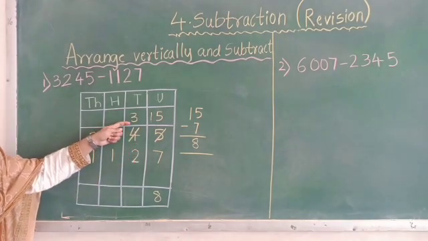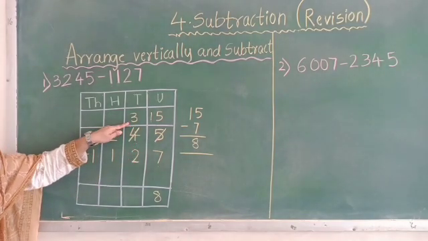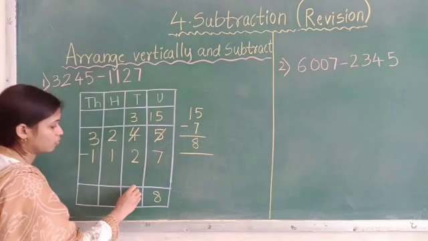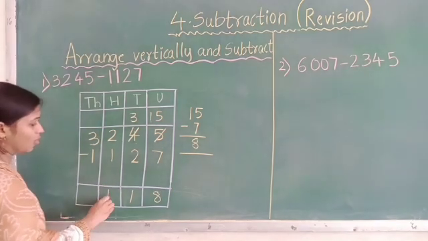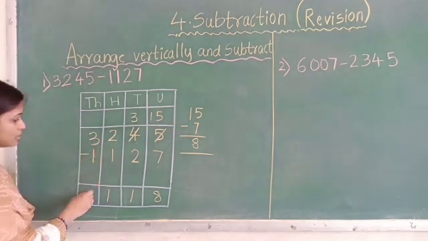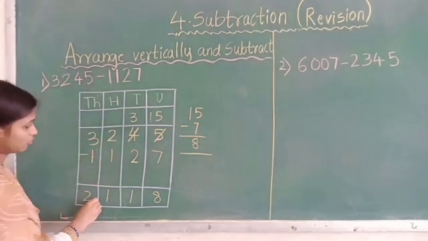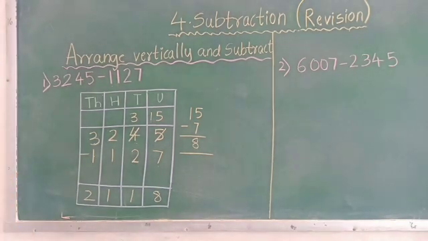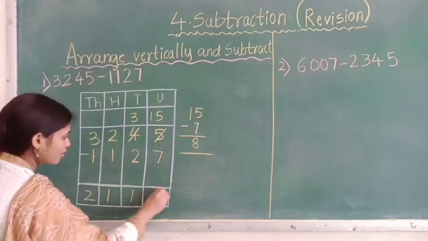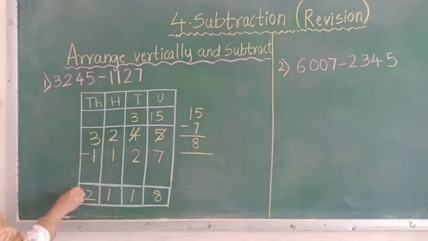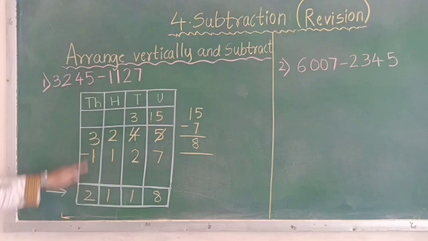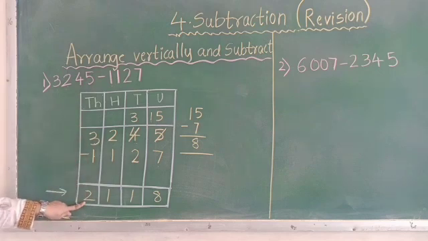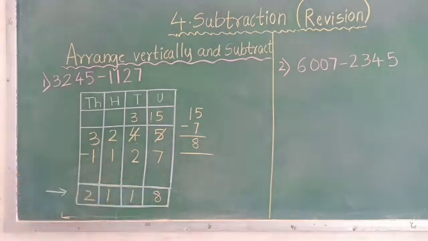Here what has remained? 3 tens. So 3 minus 2 is how much? 1. 2 minus 1 is 1. 3 minus 1 is 2. So what is our answer here? This is our answer. 2 is in the thousands place. So how will we write this number? 2180.